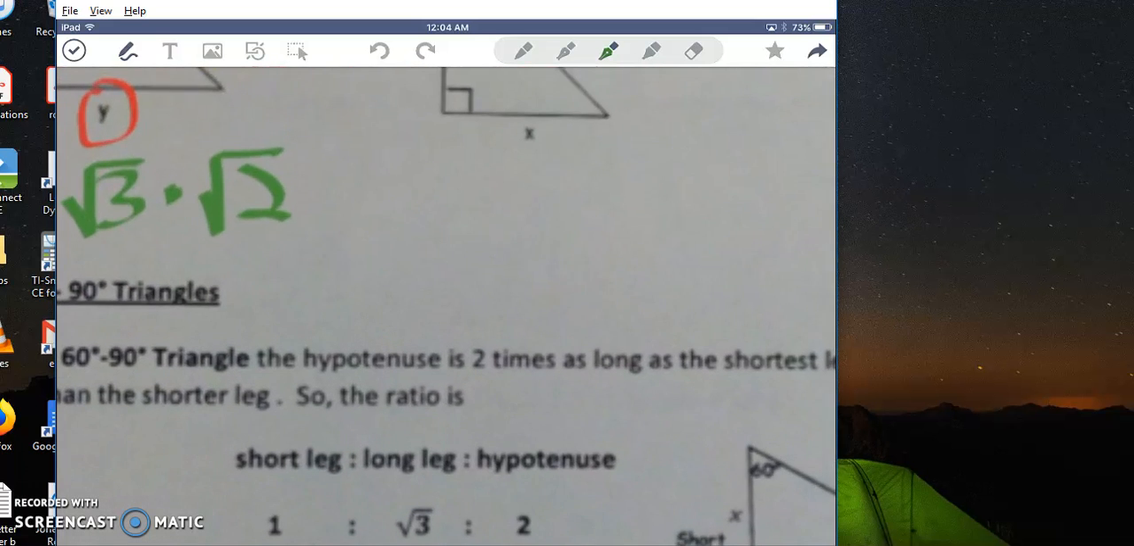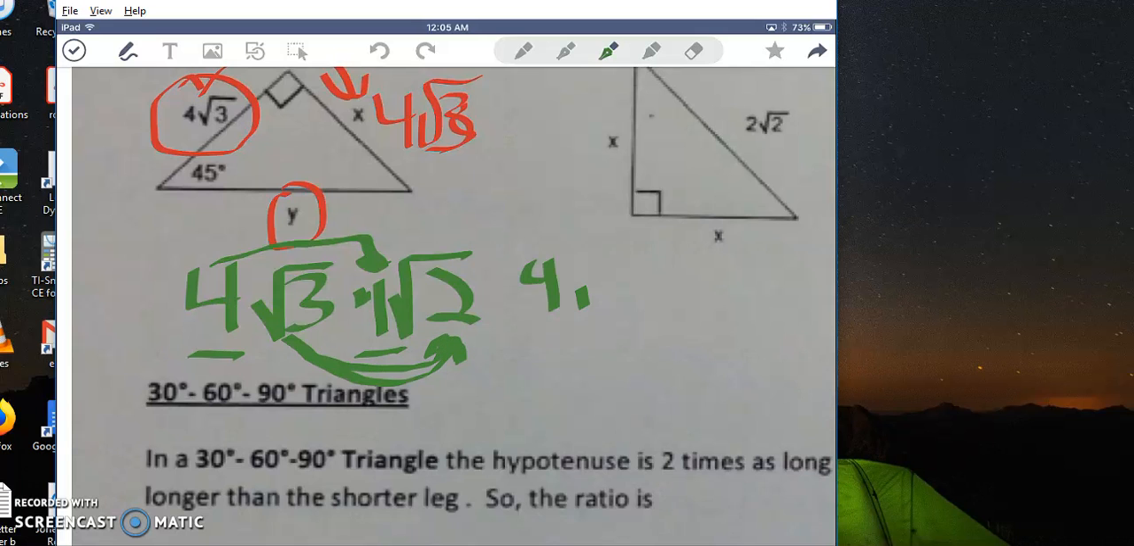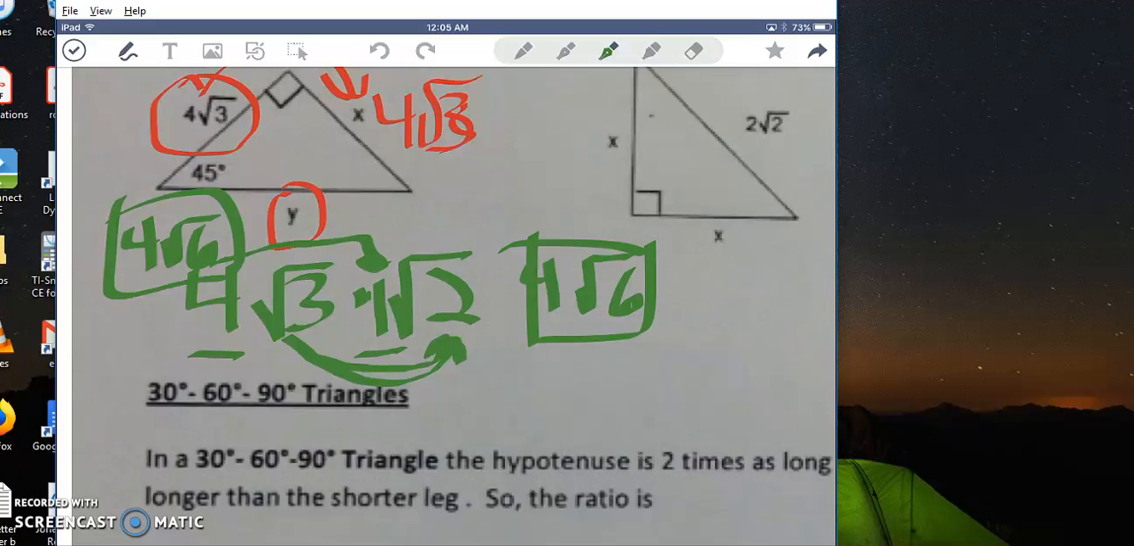And if you remember what we talked about yesterday, when you multiply radicals, you do the outside times the outside, inside times inside. The outside of the first one is 4, and the outside of the second one we don't have, so it's like a 1. So that's going to be 4. Then radical 3 times radical 2 is radical 6. Can you break down radical 6? In this situation, no, you cannot. So your final answer for this one is 4 radical 6. That's going to be your y.